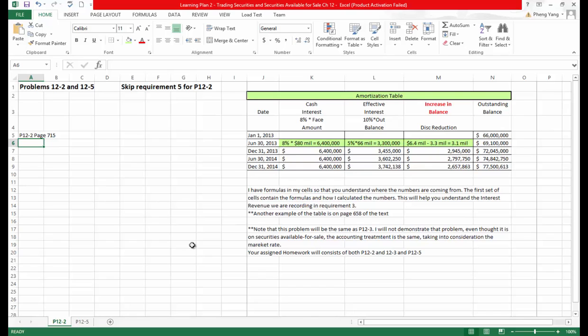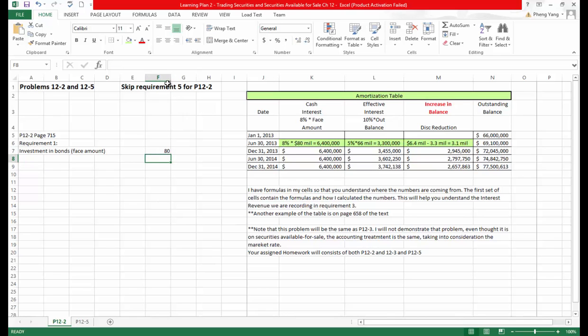For requirement 1, we are to prepare the journal entry to record Fuzzy Monkey's investment on January 1st, 2013. Our journal entry would be a debit to investment in bonds at the face amount of $80 million.